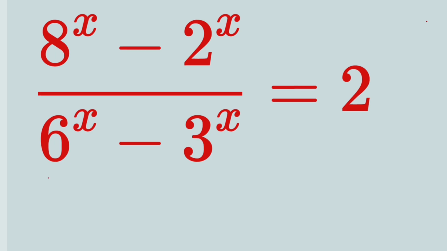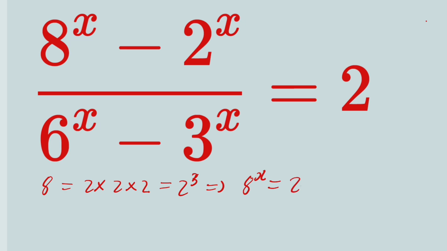The number 8 is equal to 2 times 2 times 2, which is equal to 2 to the power 3. This implies our 8 to the power x is equal to (2 to the power 3) to the power x, which is simply equal to 2 to the power 3x.